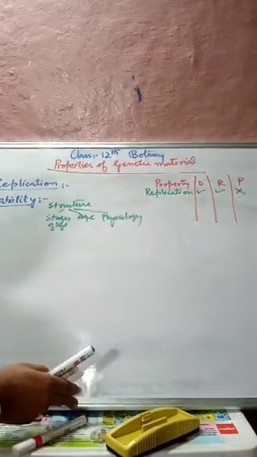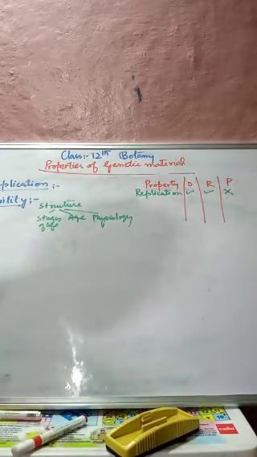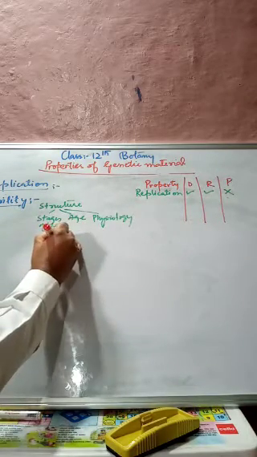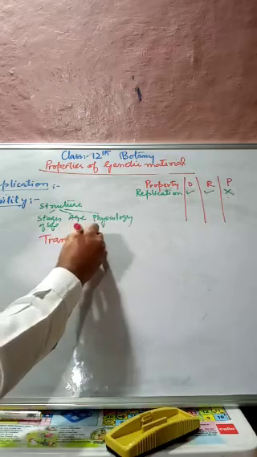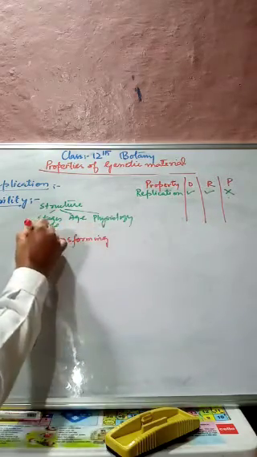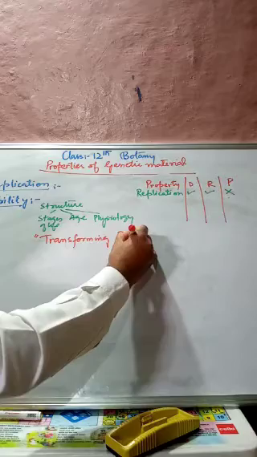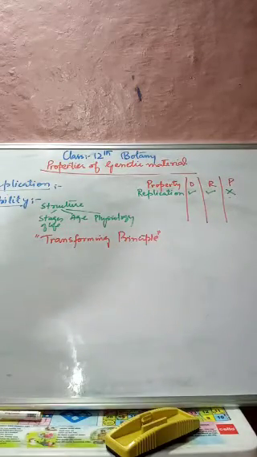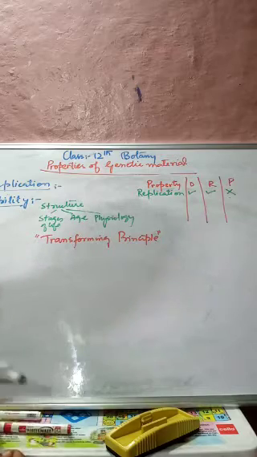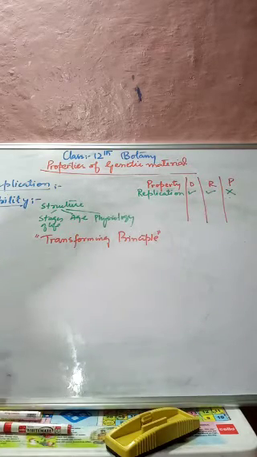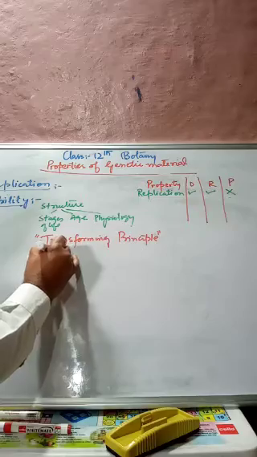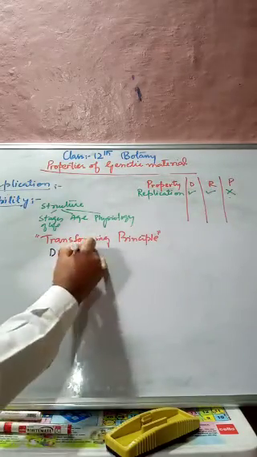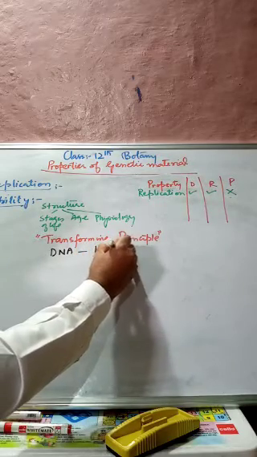We will study the experiment that is called the Griffith experiment. उसने एक experiment किया था, that is the transforming principle. अब वहां पर हम क्या देखते हैं कि जो DNA है, it even survived in heat killed bacteria.